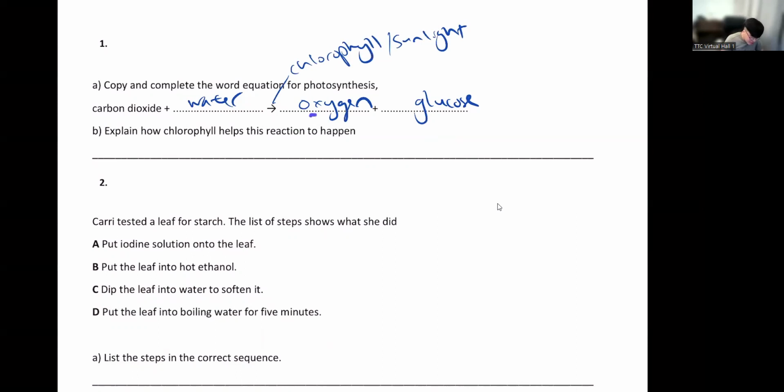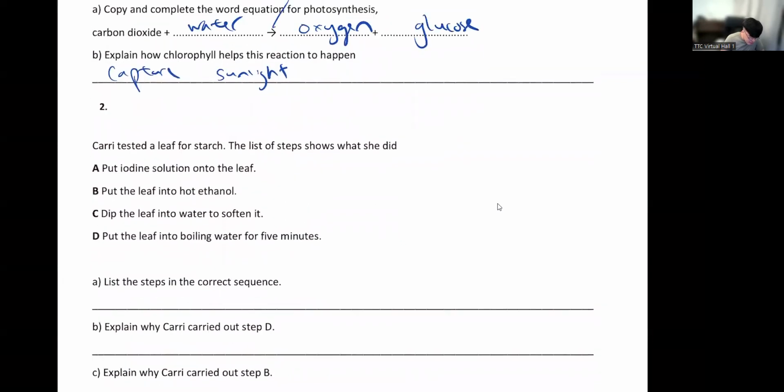B, explain how chlorophyll helps this reaction to happen. So what does it do? It will trap and capture sunlight, and utilize sunlight to convert carbon dioxide and water into oxygen and glucose. Yeah, sure, if you want, you can write something so complicated.